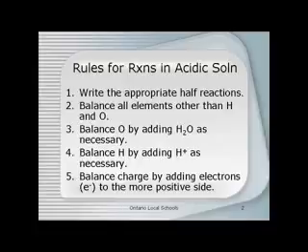The first 5 rules are simply this. You divide the reaction into the appropriate half reactions. We'll talk about how to do that. Balance all elements other than hydrogen and oxygen. Balance the oxygen by adding water as necessary. And balance hydrogen by adding H plus as necessary. Balance the charge by adding electrons to the more positive side. And then multiply the half reactions. Well, that's on the next slide. We'll get to that one.